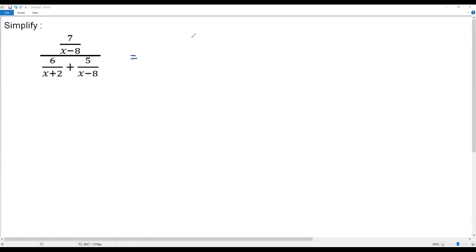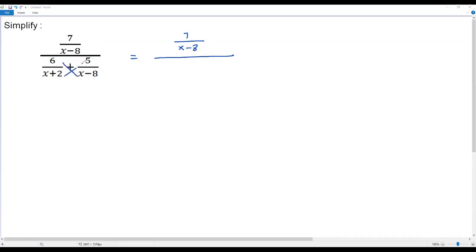Let me continue over here. So I keep the fraction 7 over x negative 8 as it is. To add the two fractions, we have to consider the denominators. The denominators are different, x positive 2 and x negative 8. If the denominators are numbers, we can find the least common multiple of the two denominators. But here the two denominators contain variables, so in that case, we cannot find the least common multiple. So we can do cross multiplication to add the two fractions.